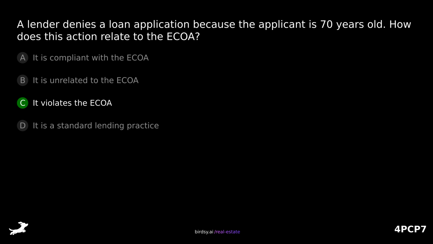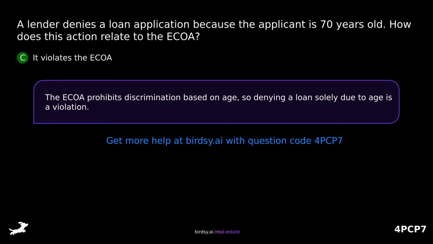The answer is C, it violates the ECOA. The ECOA prohibits discrimination based on age, so denying a loan solely due to age is a violation.